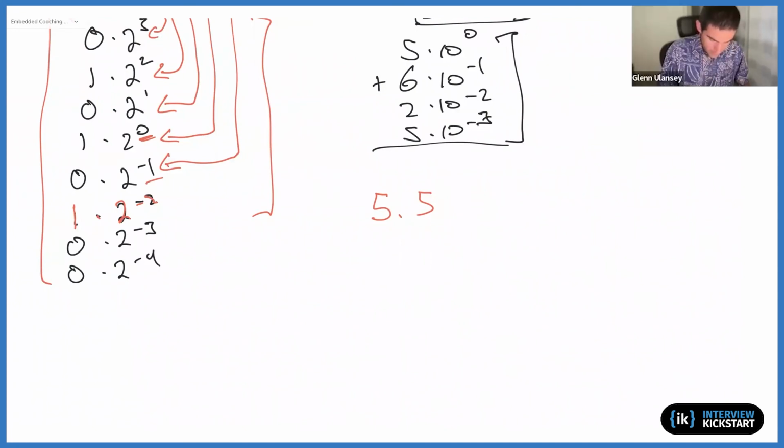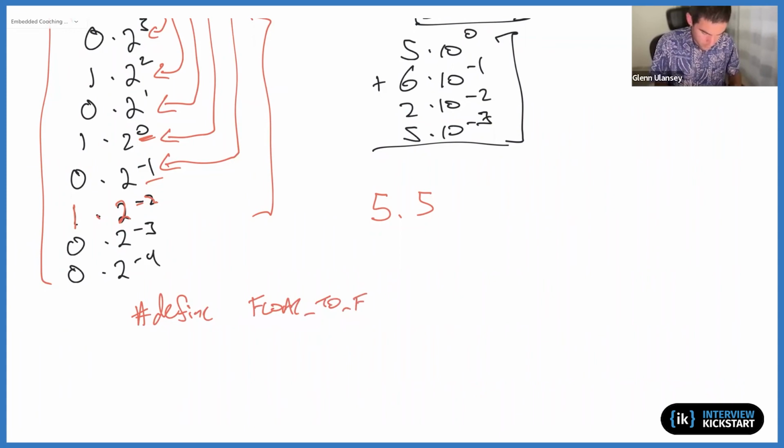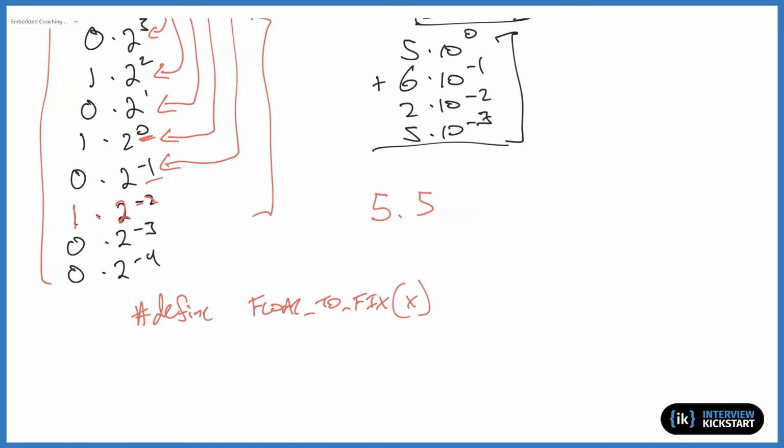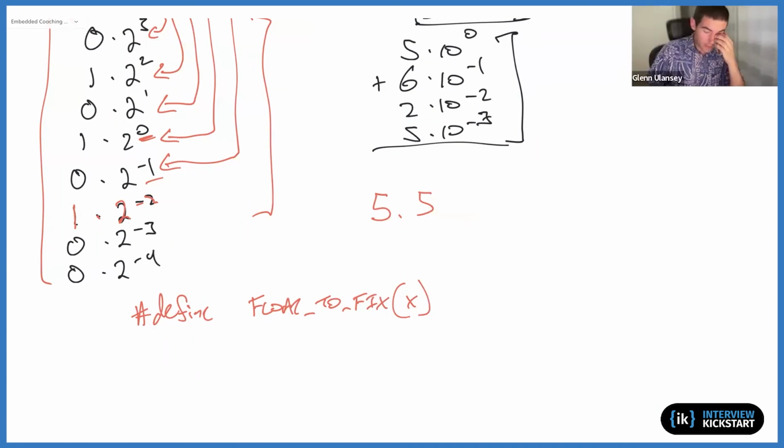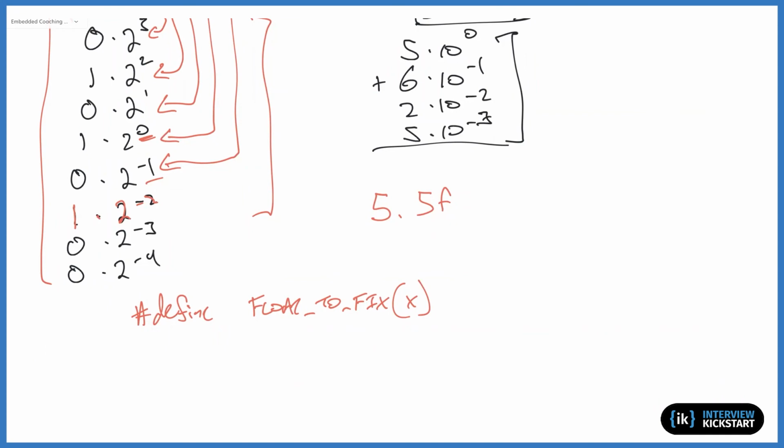So to do that, let me define it as a macro to make it one line. Let's call it float to fix. That's conceptually what we're doing. So what we want to do is take our 5.5 number as a float, and ultimately have something that is in fixed point format. And we can obviously do the same thing backwards as well.